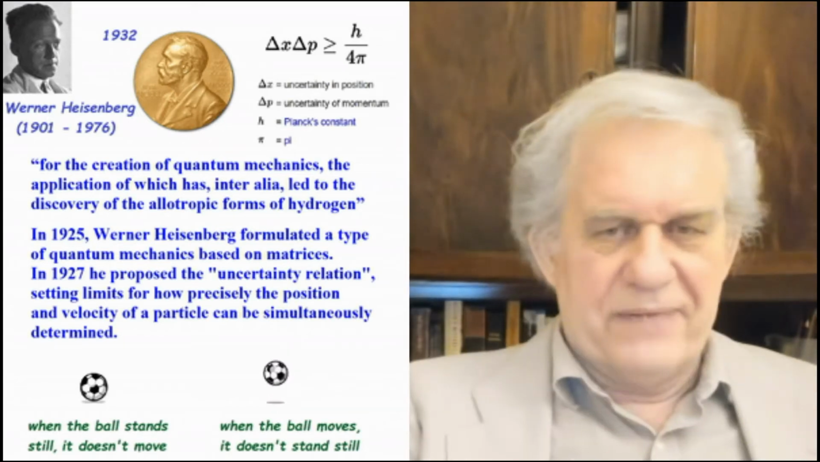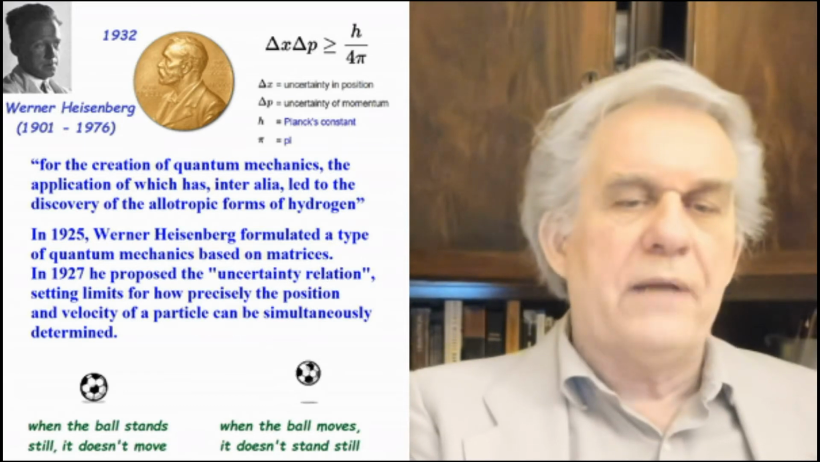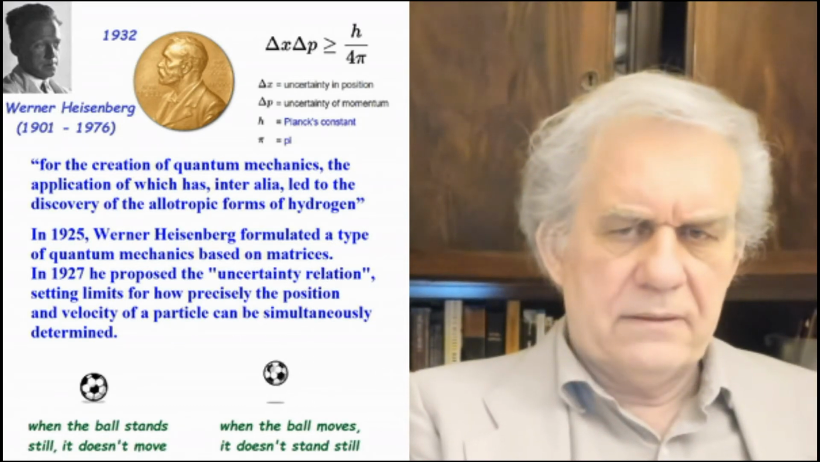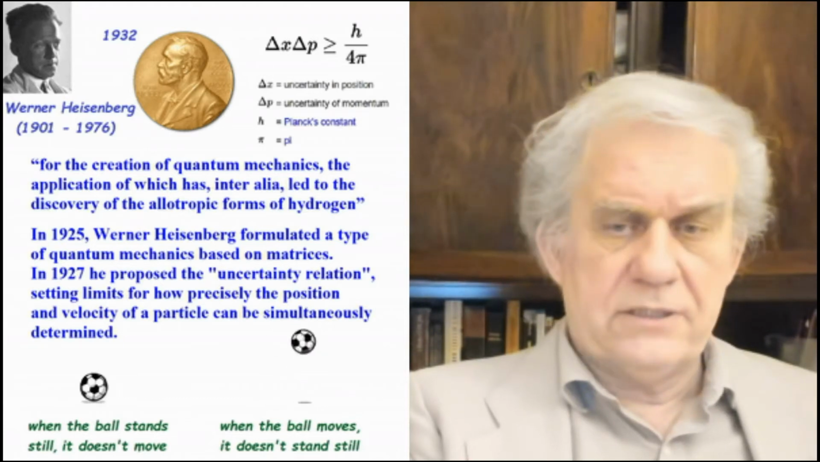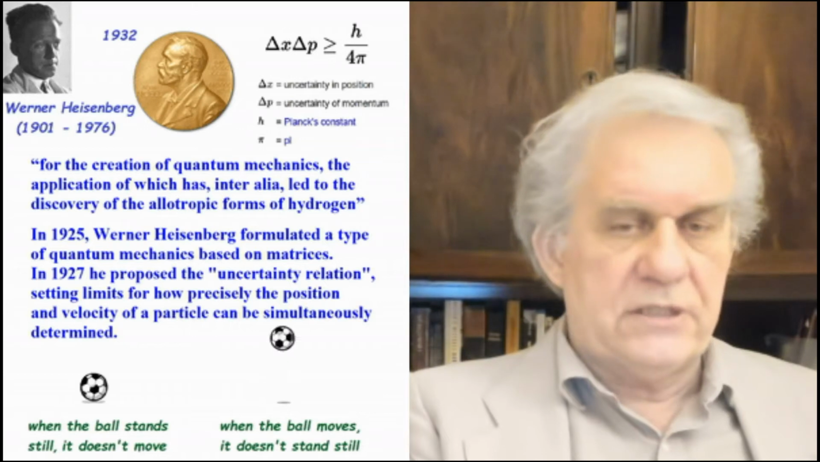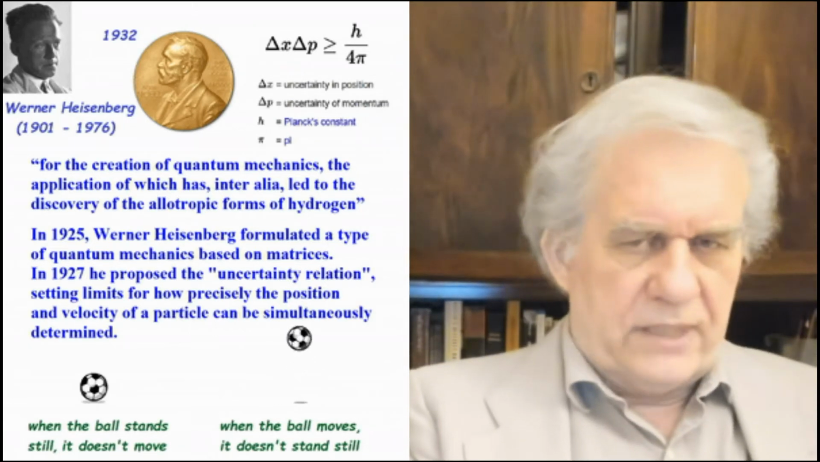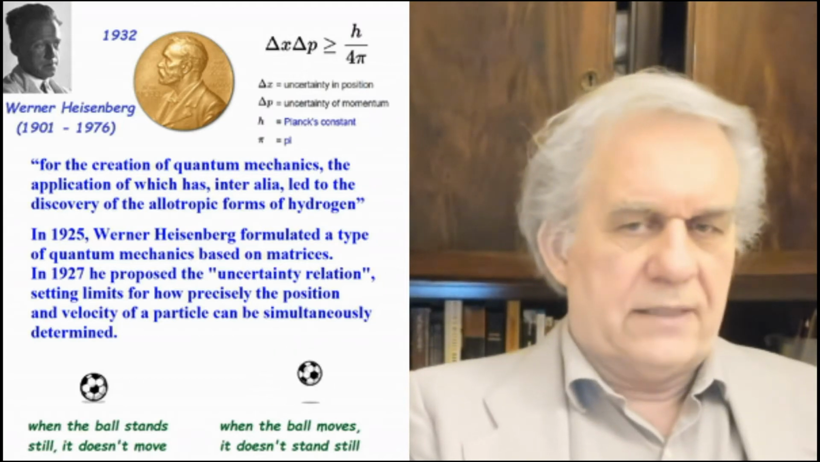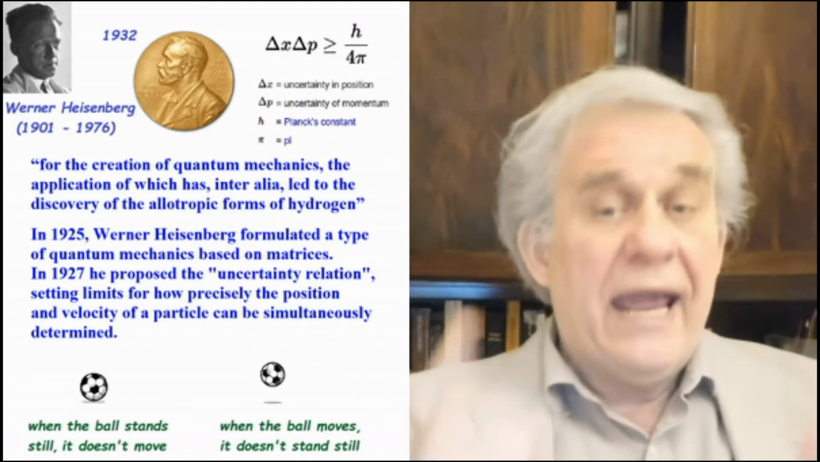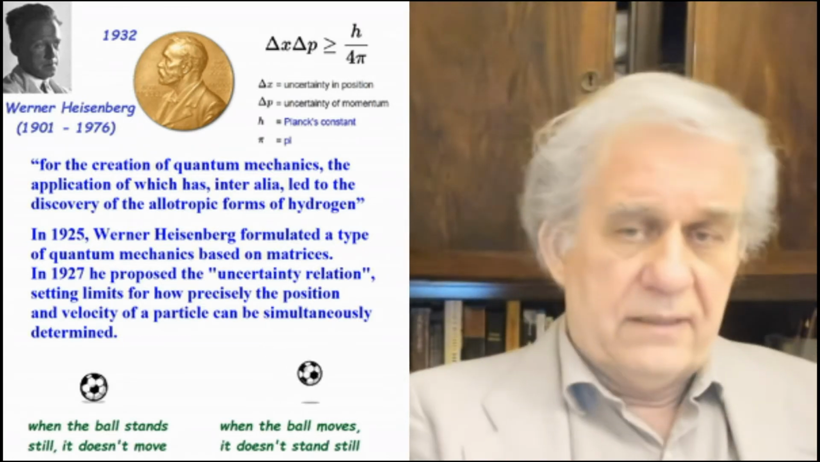Easy. Quantum mechanics, impossible. Okay, so in 1925, Werner Heisenberg formulated a type of quantum mechanics based on matrices. Okay, sounds like math. Matrix? Unless he's talking about the movie, I don't know. Okay, anyways, 1927, he proposed the uncertainty relation, the uncertainty principle, also known as the principle of indeterminacy. You can't determine anything, that's why, okay? Setting limits for how precisely the position and velocity of a particle can be simultaneously determined.